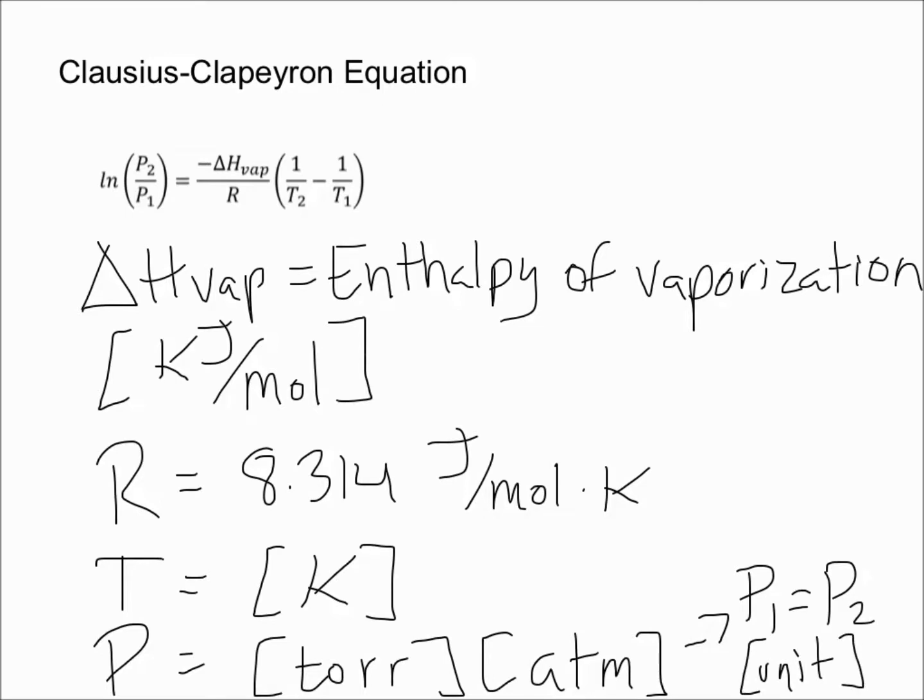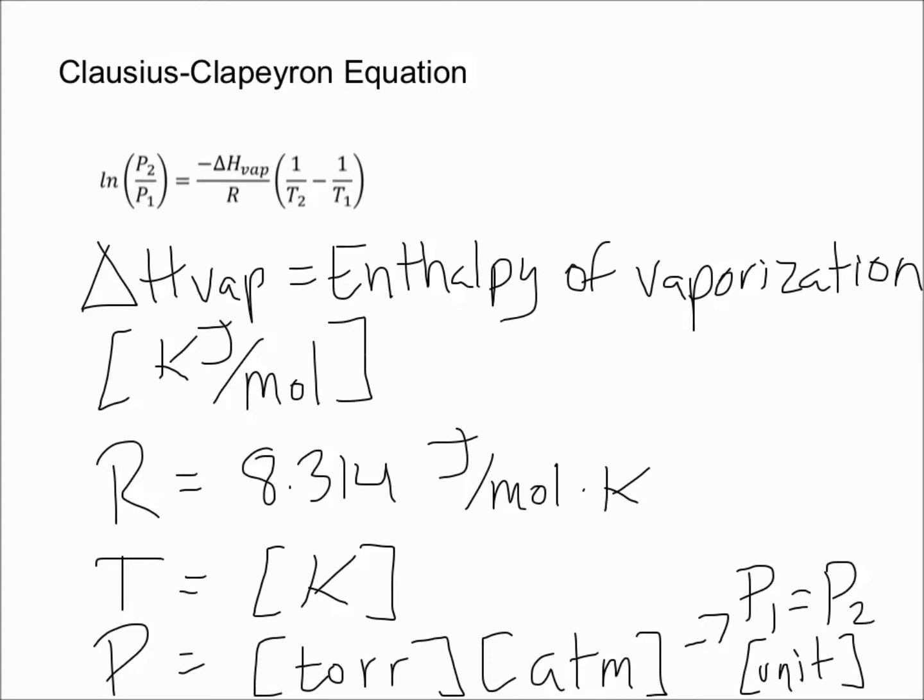So now that we know all factors, our equation is the natural logarithm of P2 over P1 is equal to the negative, so be careful about that negative, enthalpy of vaporization over our constant R times the subtraction of 1 over T2 minus 1 over T1. And well, as you can imagine, the hardest thing about this equation is just rearranging for the variables.